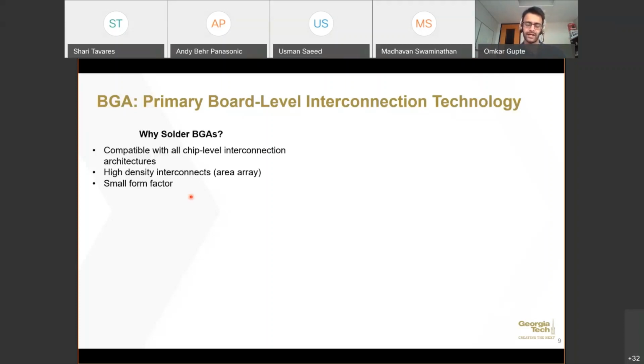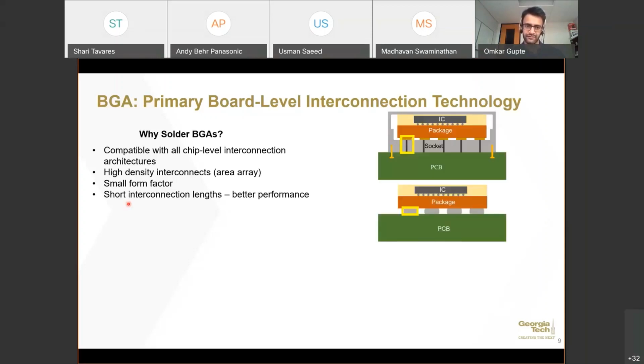Next, it can be formed into an area array, which gives the possibility of high density interconnects and a good small pitch between the solder balls. Also, these solder balls have a small form factor, which brings me to the point of them having a shorter interconnection length as compared to the other architectures. In this case, we can see the signal travels from the package to the socket all the way to the PCB, whereas in this case the socket is eliminated, so we have a shorter interconnection length, leading to better electrical and thermal performances.